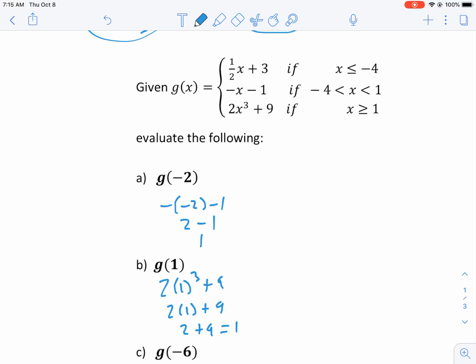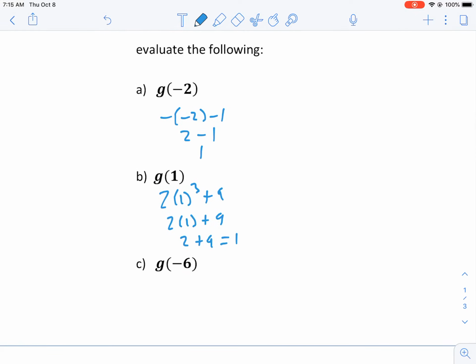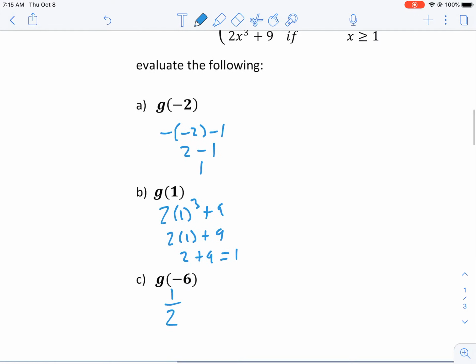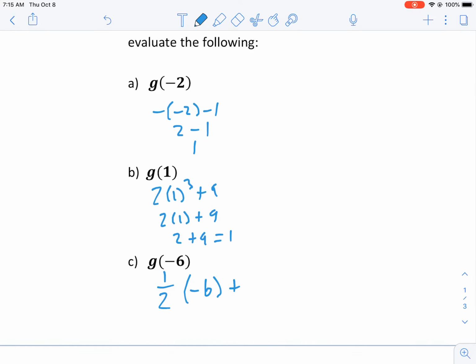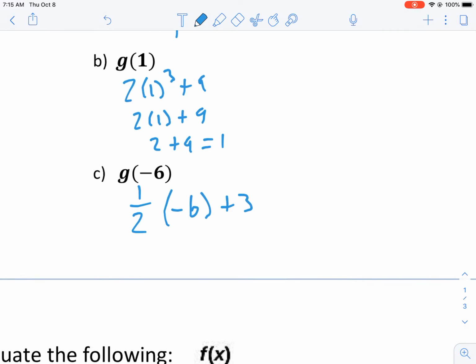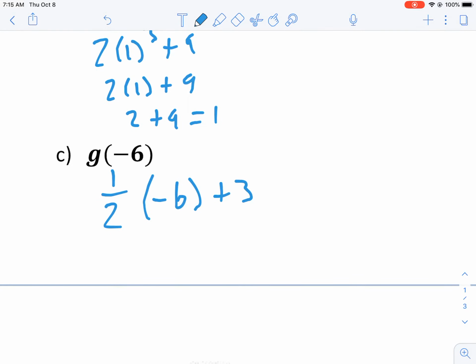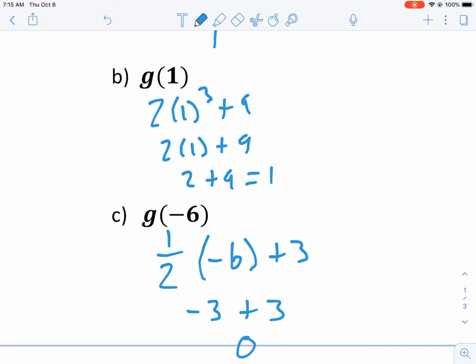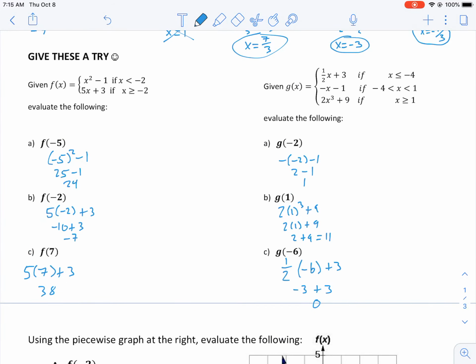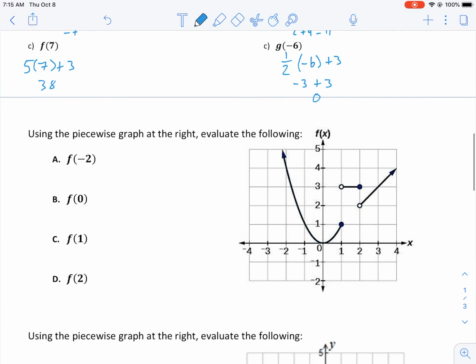G of -6: is -6 less than -4? Yes, so -6 will go into that top one. So you've got 1/2 times -6 plus 3. 1/2 times -6 is -3. -3 plus 3 is 0, so that one would be 0. Wait, isn't this one 11? When I write 1. All right, hopefully you got these correctly.